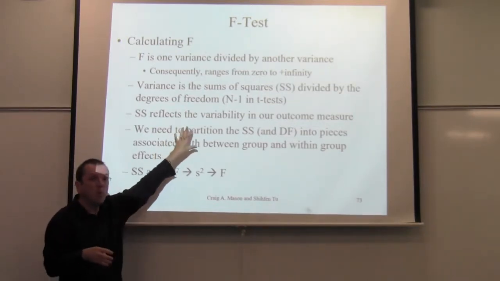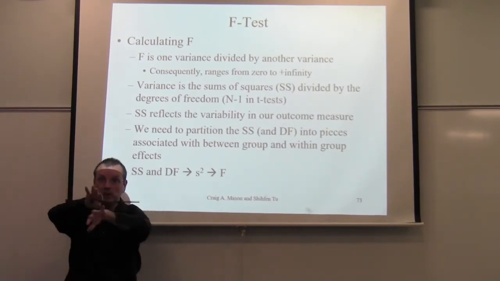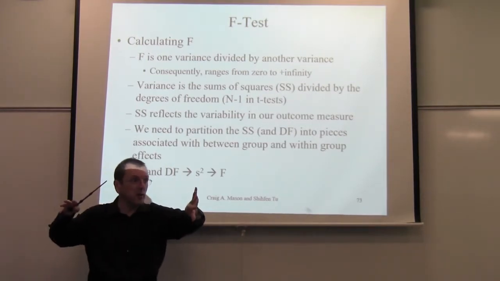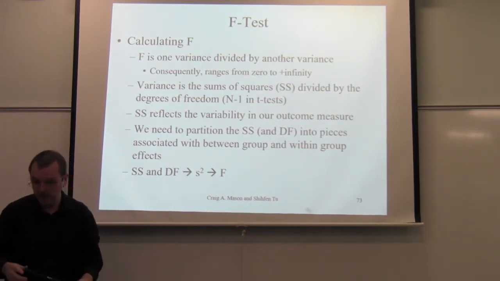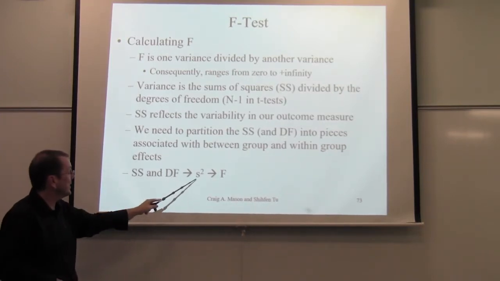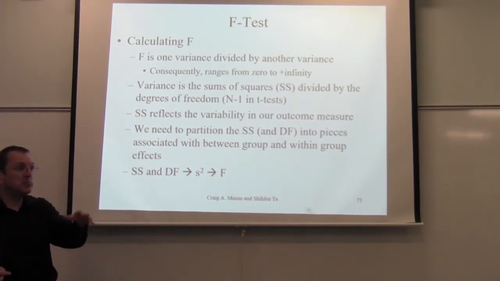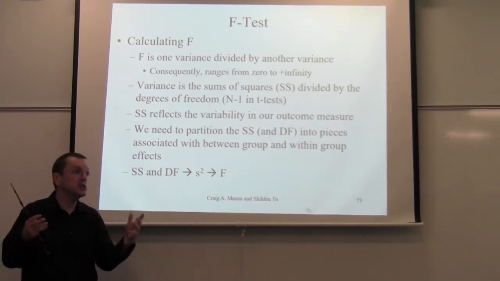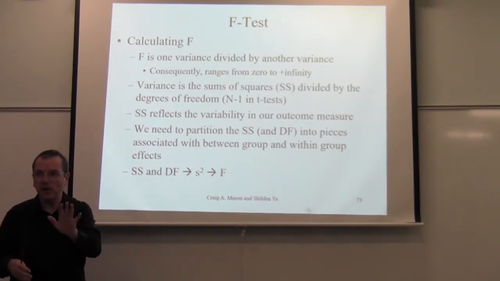We want to take that total variability in the outcome, our sum of squares, and now instead of just calculating one variance, the overall variance for that, we're going to split it into pieces. We're going to take the total sum of squares, the total variance, and split it into a sum of squares that's related to between group differences and the sum of squares that's related to within group differences. And then we're going to take those sums of squares and degrees of freedom to calculate our variances, to calculate an F. So this process of breaking up the sum of squares is called partitioning the variance, or partitioning your sum of squares.